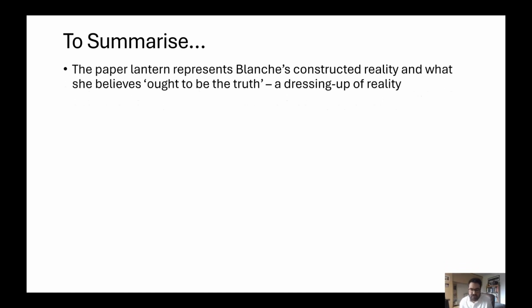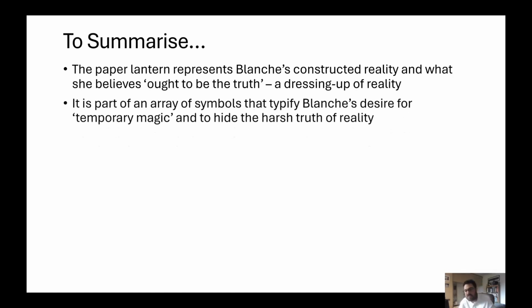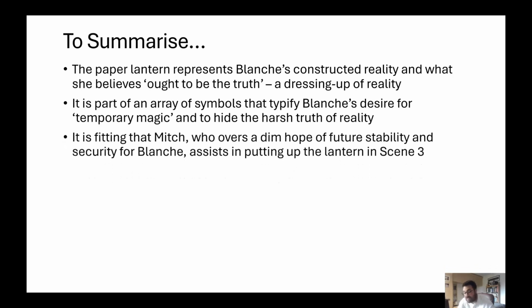So just to summarise then some of the key aspects of the paper lantern as a symbol, the paper lantern represents Blanche's constructed reality and what she believes ought to be the truth. It represents a dressing up of reality, and it provides her with this environment to be soft and to shimmer and glow, and this is brutally exposed as the play progresses. It is part of an array of symbols that typify Blanche's desire for temporary magic and to hide the harsh truth of reality. It is fitting that Mitch, a character who offers Blanche a dim hope of future stability and security, is the person who assists her putting up the lantern in scene 3.